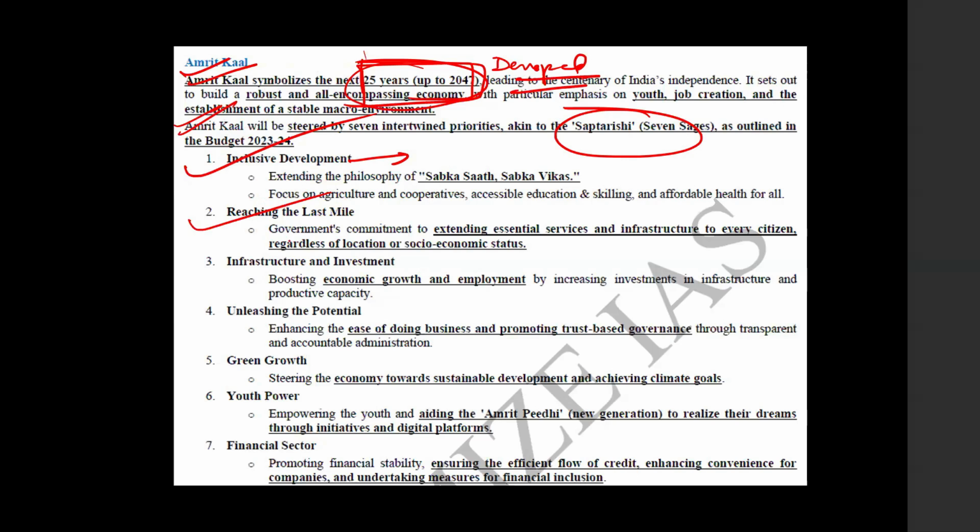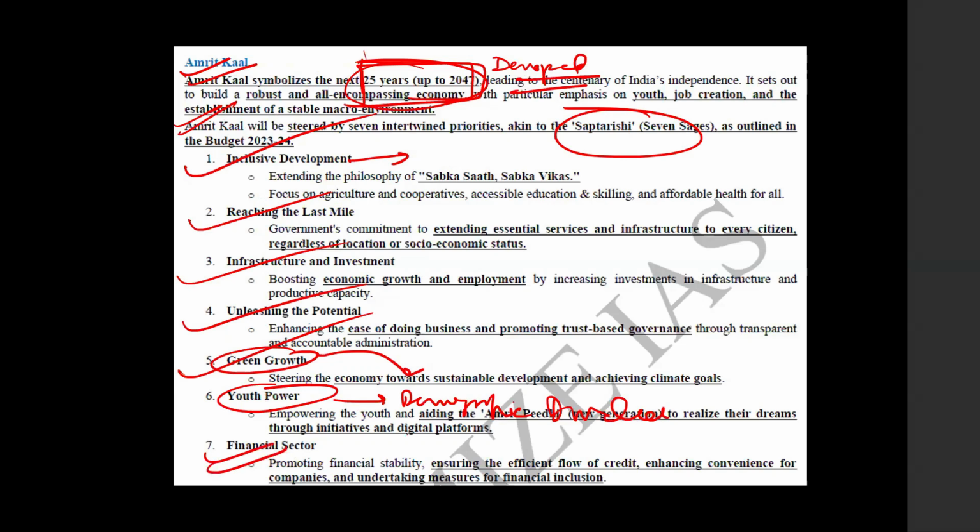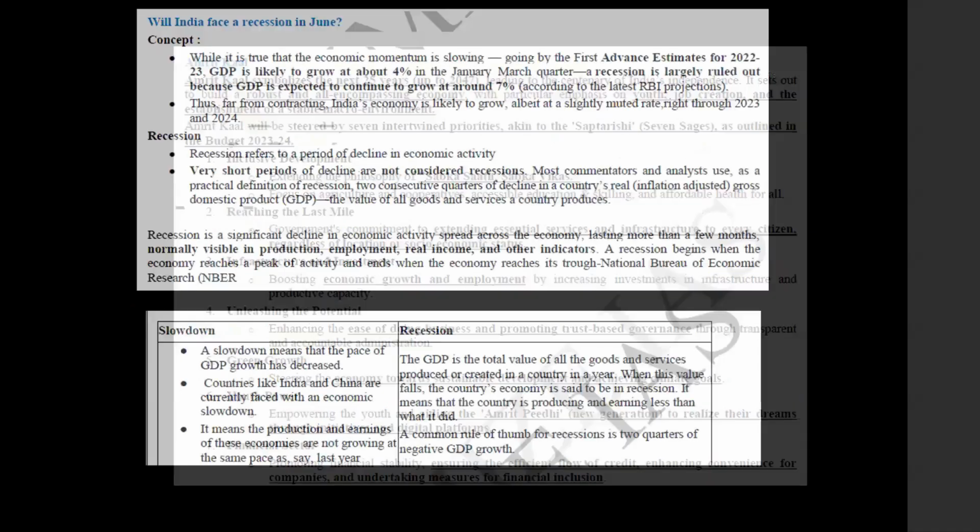Next, reaching the last mile, infrastructure investment, unleashing the potential, green growth. That is why I was discussing green GDP. Youth power, the concept of demographic dividend, I will discuss this. This is very important. Demographic dividend can be asked this year. And the financial sector. Financial sector means credit, savings, financial inclusion. Okay, so these are the 7. These 7 themes are very important for the Amrit Kal. They can sometimes give you a very factual question. What are the 7 elements of Amrit Kal?